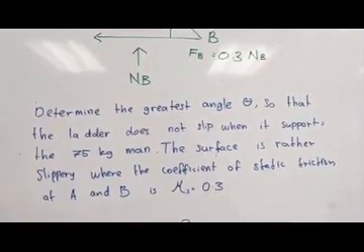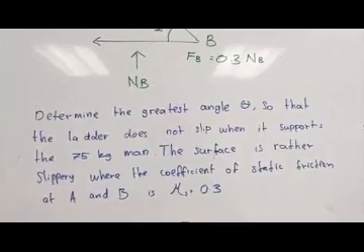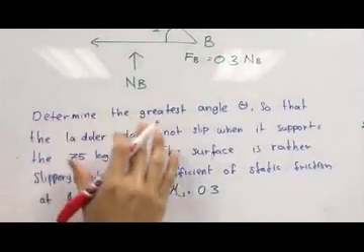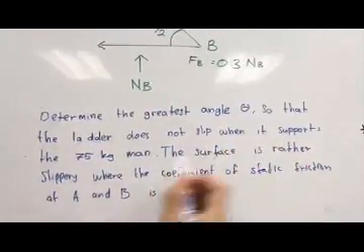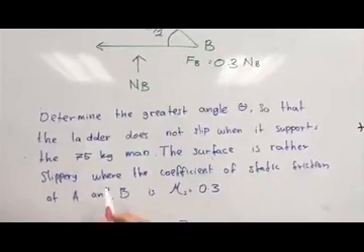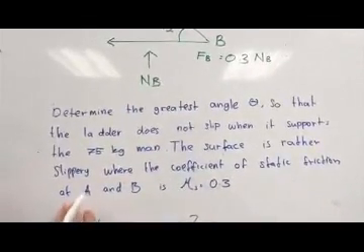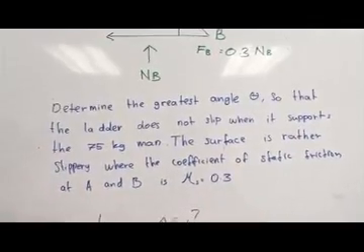Hello, this is question 8.55. The question asks us to determine the greatest angle so that the ladder does not slip when it supports the 75 kilo man. The surface is rather slippery, where the coefficient of static friction at A and B is equal to 0.3.